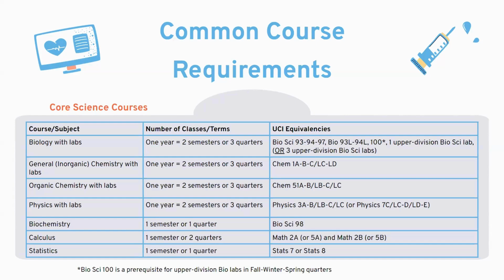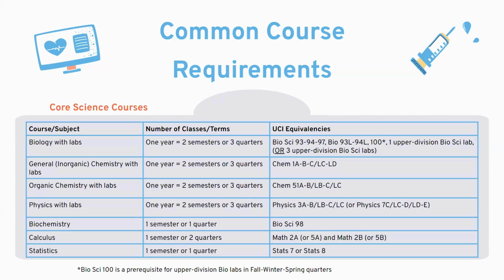The next set of requirements are general or inorganic chemistry with labs. And this means 1 year of lecture with whatever labs it comes with. So in this case, it's 2 semesters or 3/4 of GChem. And at UCI, that equivalency is Chem 1A, B, and C for the lectures, Chem 1LC and LD for the labs.